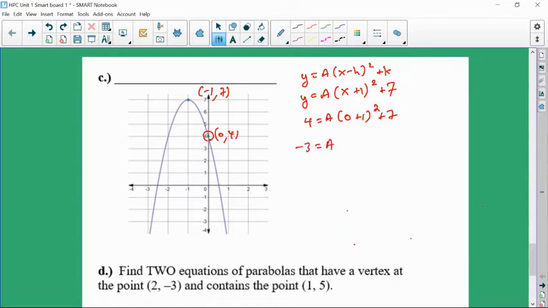So that's nice. And notice again that the value is negative, which corresponds to opening down. So then we say our equation is y equals -3 times x plus 1 squared plus 7. Now, the other thing I was going to say about this 3 here means that it's increasing 3 times as quickly.